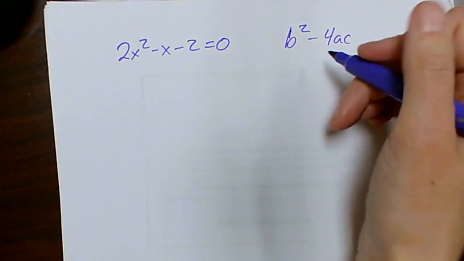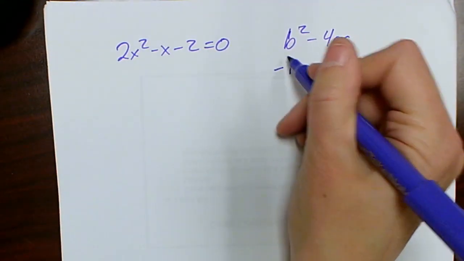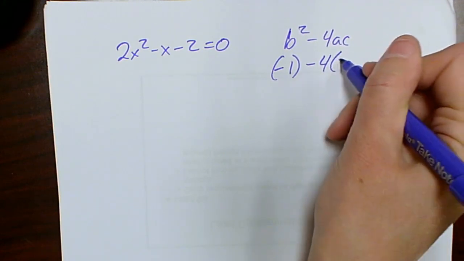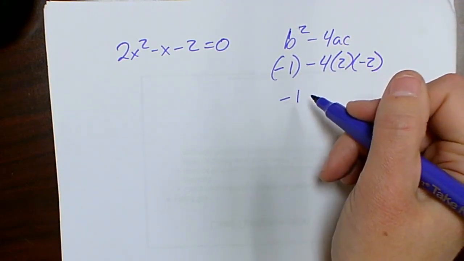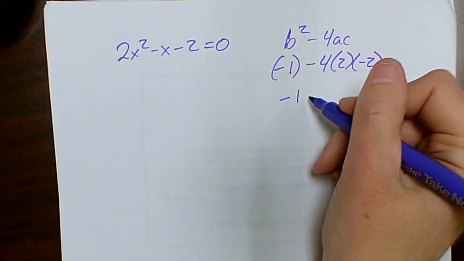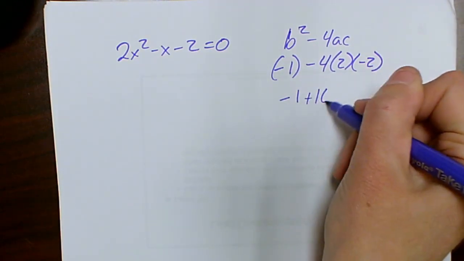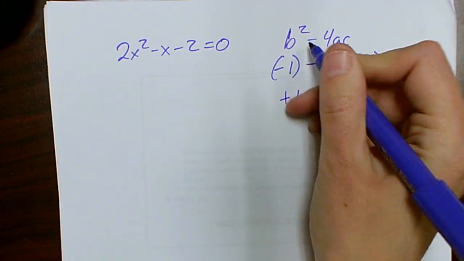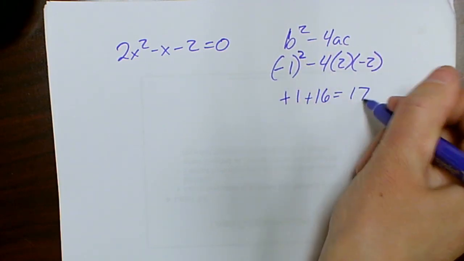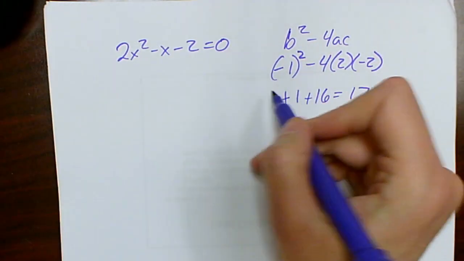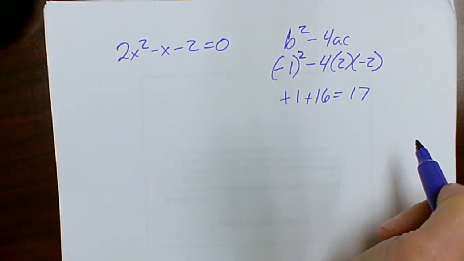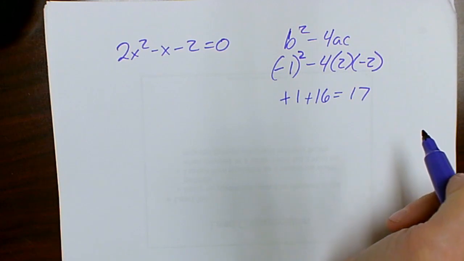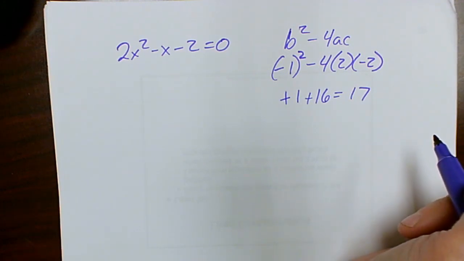So b squared minus 4ac. So negative 1 squared minus 4 times 2 times negative 2. That would be positive 16. Oh, plus the 1, sorry, positive 1. So we get 17. Okay, so figure that out. This would be 17. Well, 17 is not a perfect square. So that means we have to use the quadratic formula.